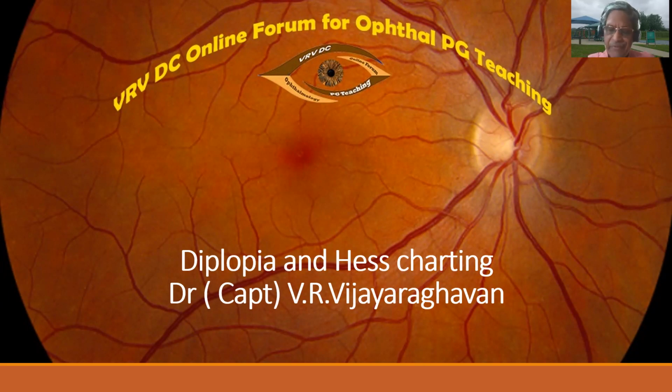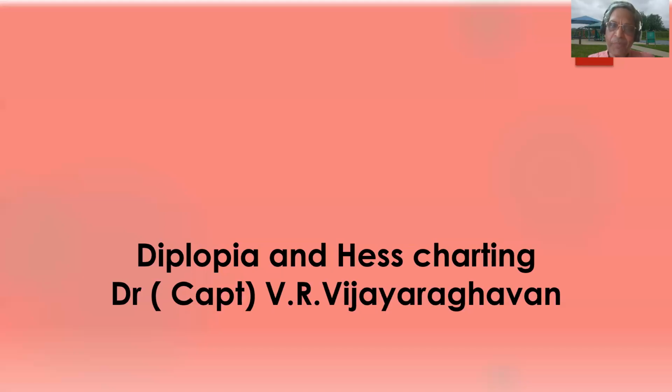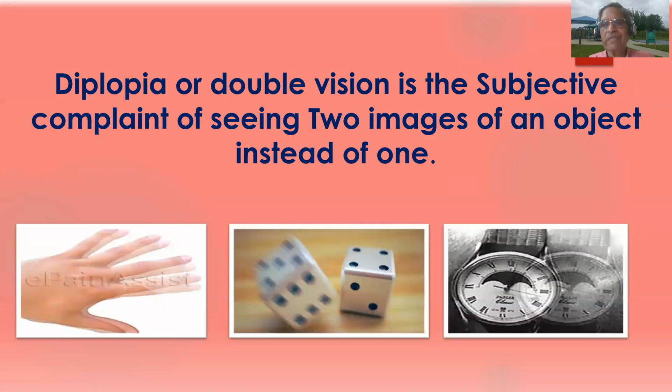What is diplopia? Just know this. One single object is there, and the patient sees it as double, two images. That is called diplopia. A single object is there, he is having two images, he is seeing two images, called diplopia.